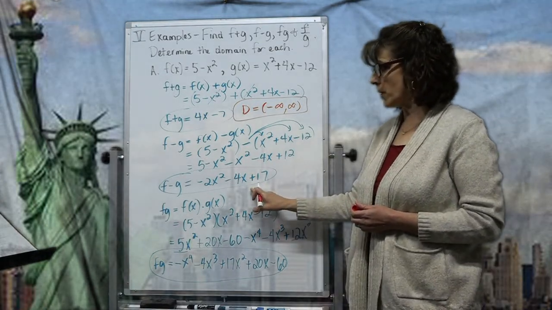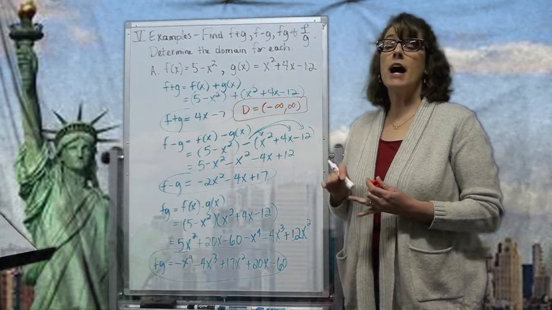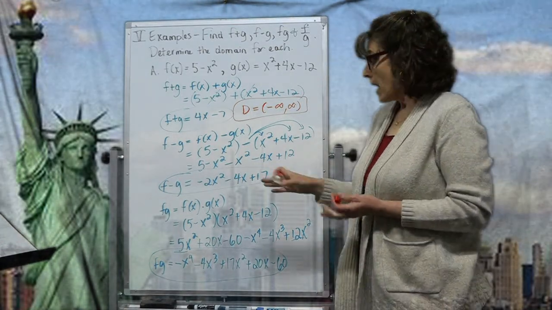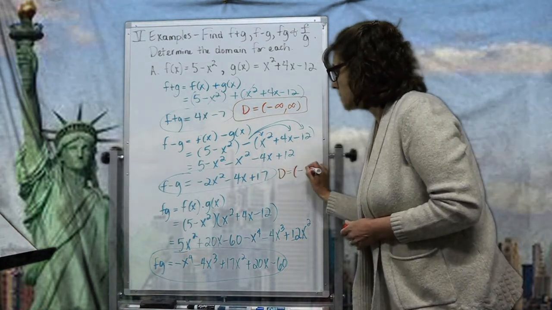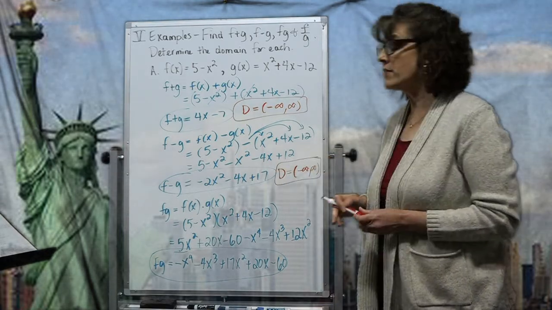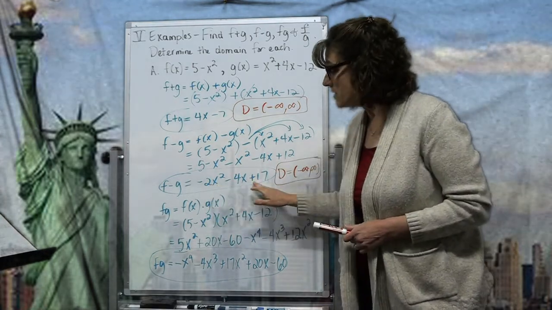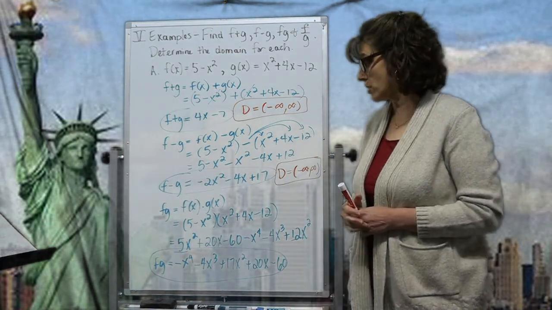Now take a look at this one. Similar idea. I don't want zeros in denominators of fractions. I don't want negatives underneath radicals. I don't have either of those cases in here. So yet again, my domain is going to be negative infinity to positive infinity. Every single number I can think of is going to be okay to put in all these x's for the result when I take my f function, subtract my g function.